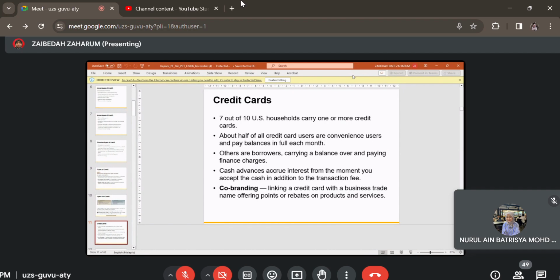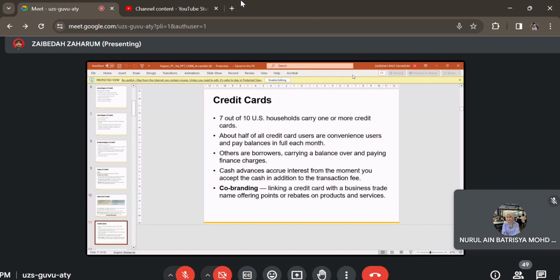So about half of all credit card users are convenience users and pay balance in full each month. Others are borrowers carrying a balance over and paying finance charges. And then cash advance accrue interest from the moment you accept the cash in addition to the transaction fee.